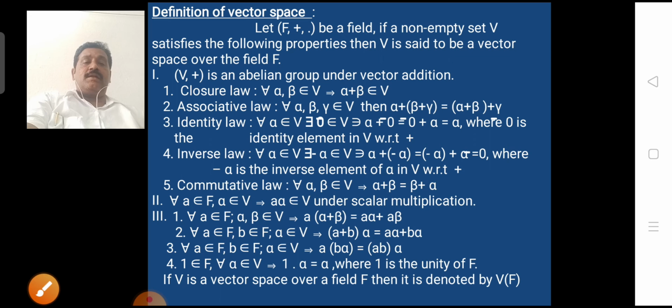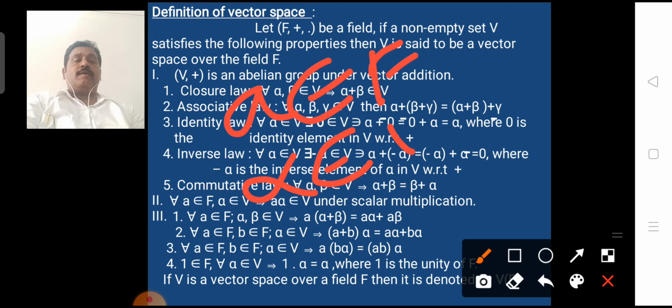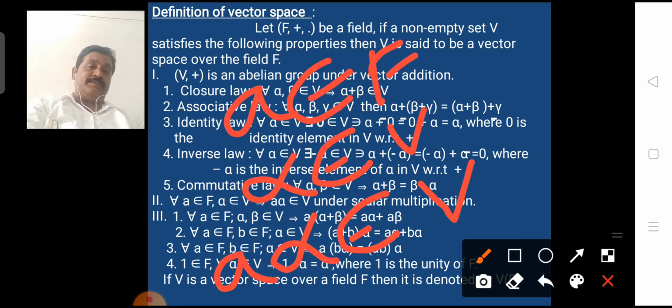Let us now move to the second property, namely called external composition, that is scalar multiplication. For each a belongs to F and alpha belongs to V, we have a alpha belongs to V. This is called scalar multiplication property.